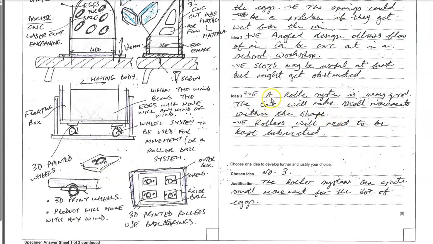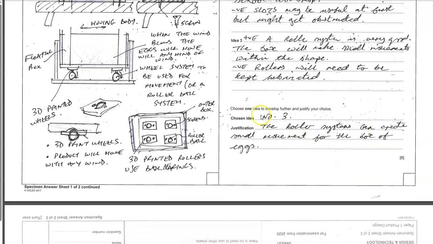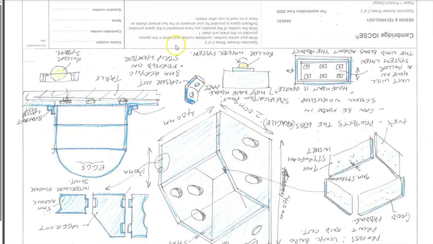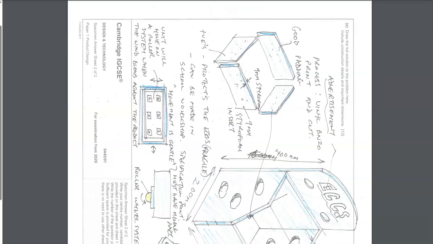Okay, idea number 3. Roller system is very good. The box will make small movement within the shapes. It's not going to move too much. Also, the rollers, negative, may need to be kept lubricated. Okay. So anyway, idea number 3, the roller system to create the round movement of this box of the eggs. That's why I've chosen it. And then I go on to my next bit, which is section E.